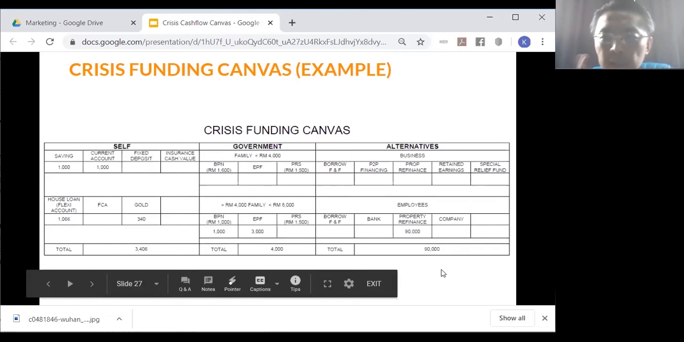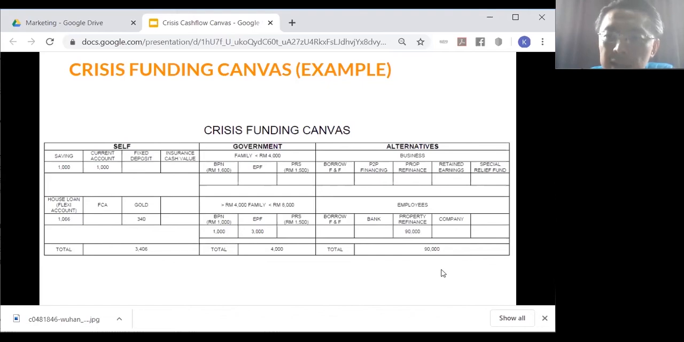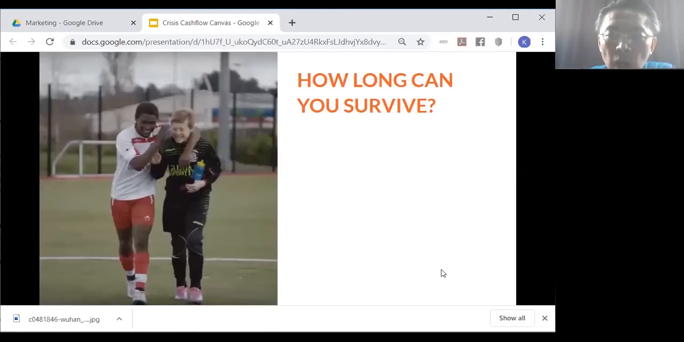whatever you do here, please, please, please don't go to the money lender, because going that way, it is a one way in only. There's no way out. So how long can you survive?